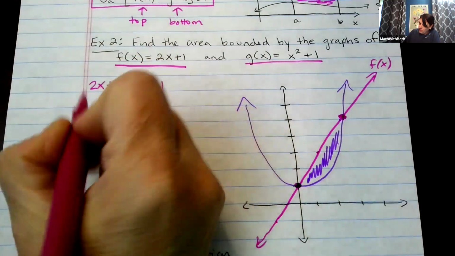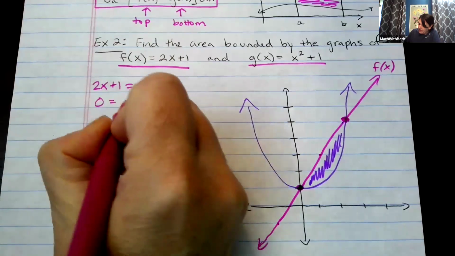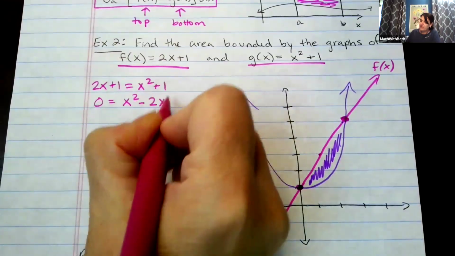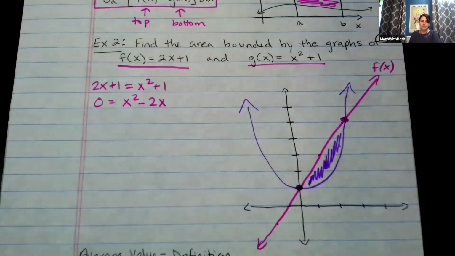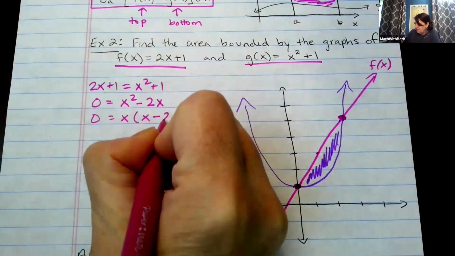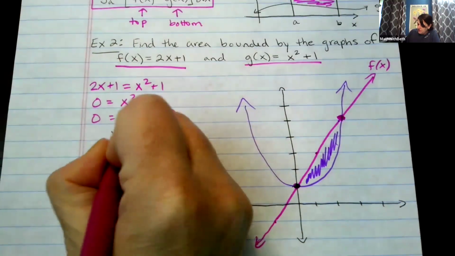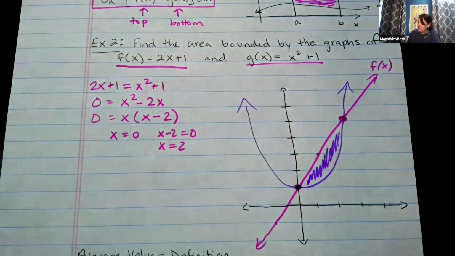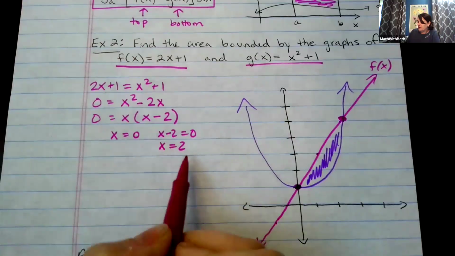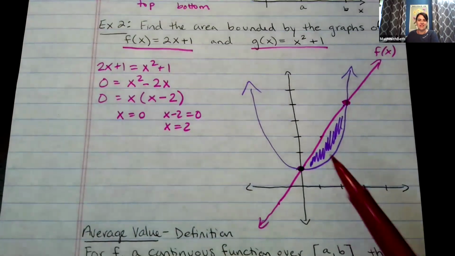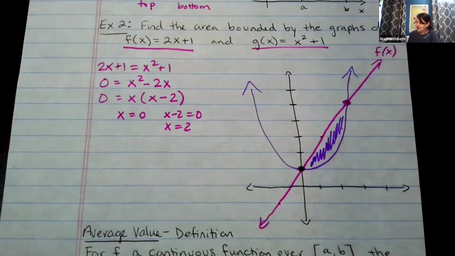If I set these equal, I would want to get everything on one side. So I would subtract the 2x. I would subtract the 1. That would wipe out that 1. Then I would factor, and I can factor by taking out an x, and then I would split these up to solve. So I end up getting x equals 0 and x equals 2. Just to double check, because that's not exactly what this looked like, so that helps.